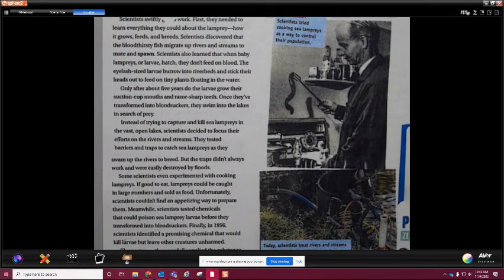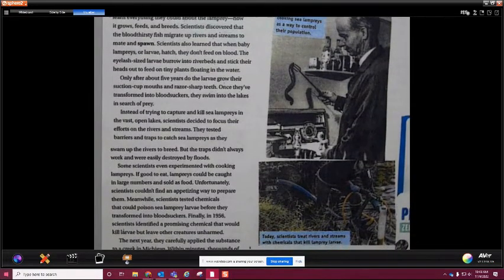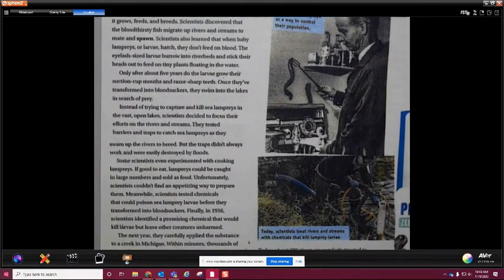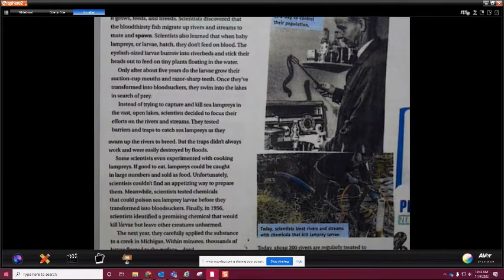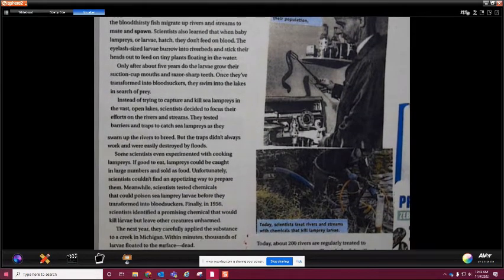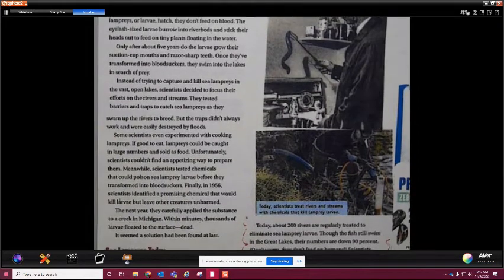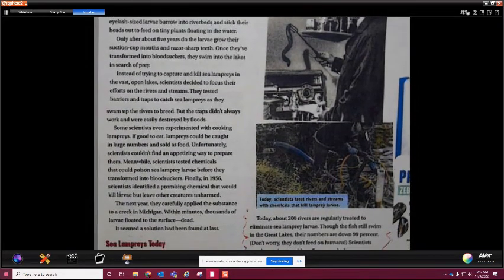Only after about 5 years do the larvae grow their suction cup mouths and razor-sharp teeth. Once they've transformed into bloodsuckers, they swim into the lakes in search of prey. Instead of trying to capture and kill sea lampreys in the vast open lakes, scientists decided to focus their efforts on the rivers and streams. They tested barriers and traps to catch sea lampreys as they swam up the rivers to breed. But the traps didn't always work and were easily destroyed by floods.